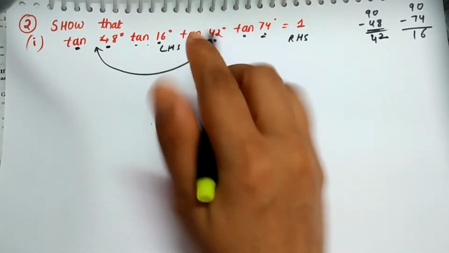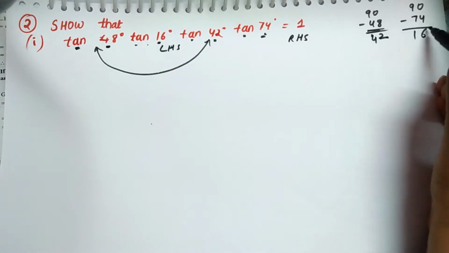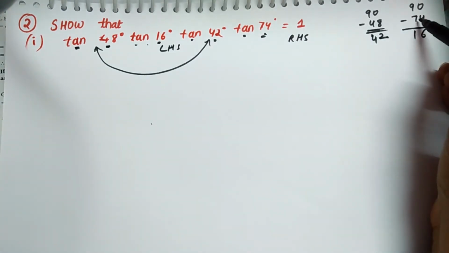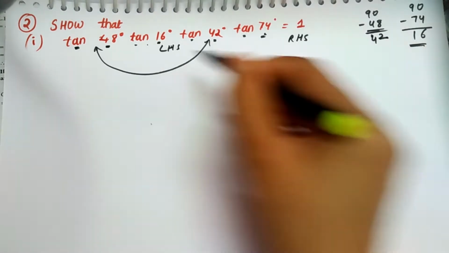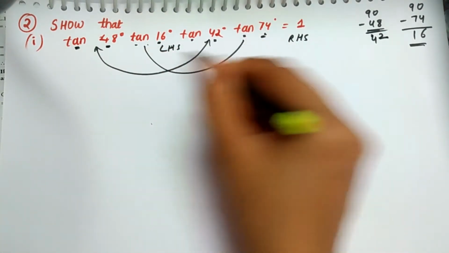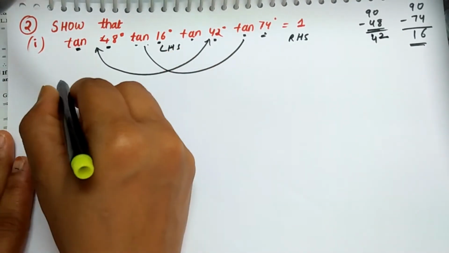Next we'll see if we can establish a relationship between 16 and 74. 90 minus 16 is 74, and 90 minus 74 is nothing but 16 degrees. So we can establish a relationship between these two things, right? So now what we have to do is get it collectively.